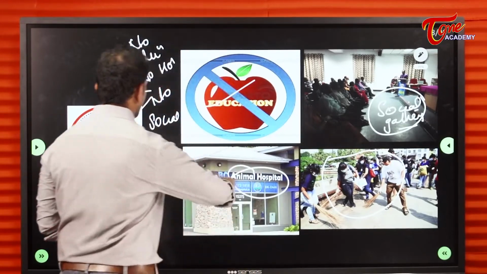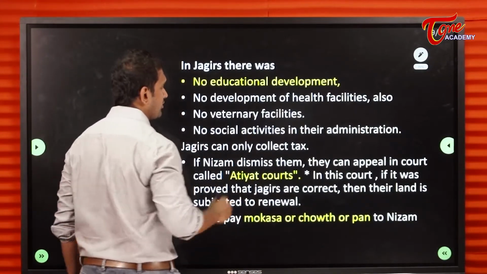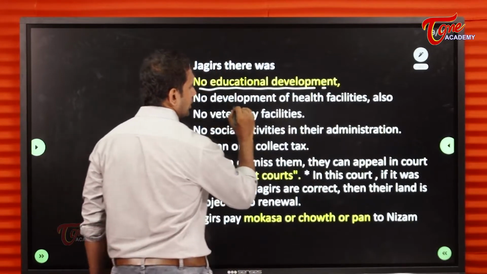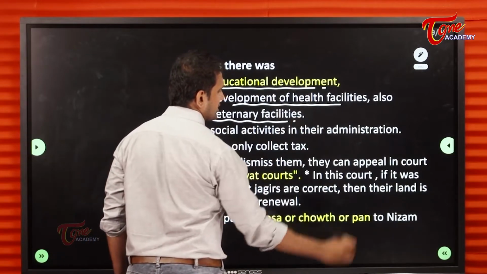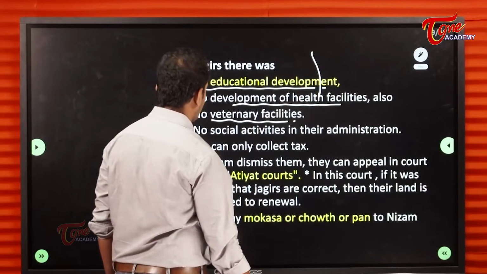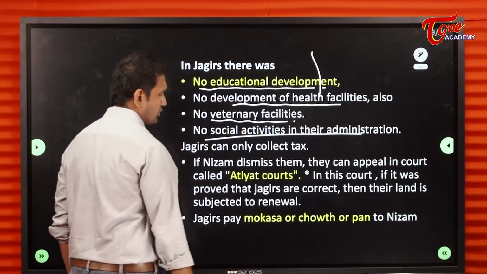That is what I have written here. In Jagir lands there was no educational development, no development of health facilities, no veterinary facilities. Manaku kuda oka hospital kuda ledu appudu. They did not construct any hospitals. No social activities.